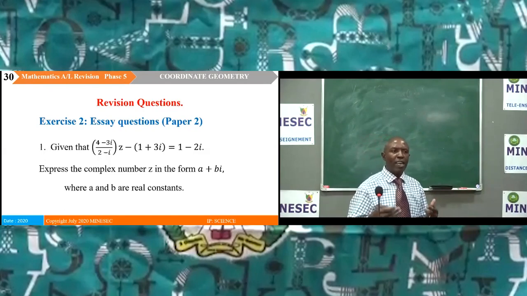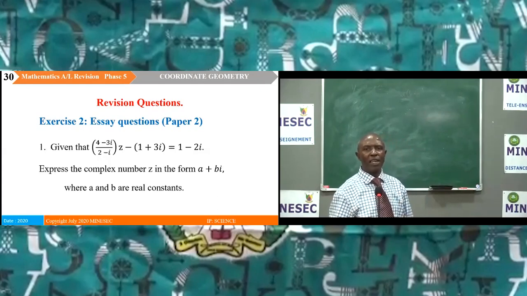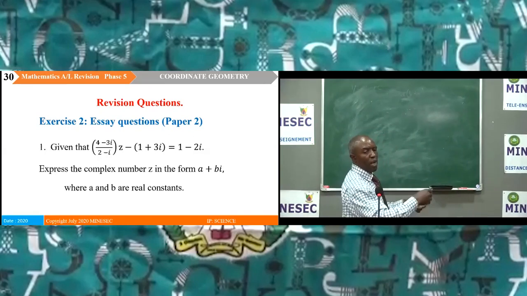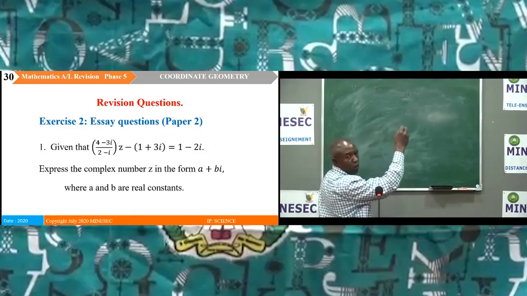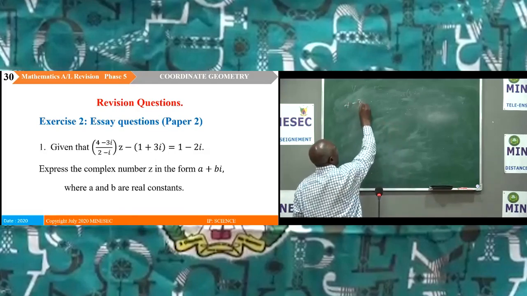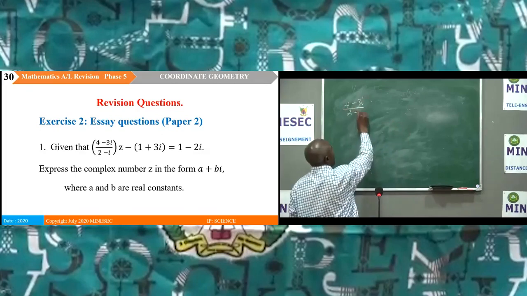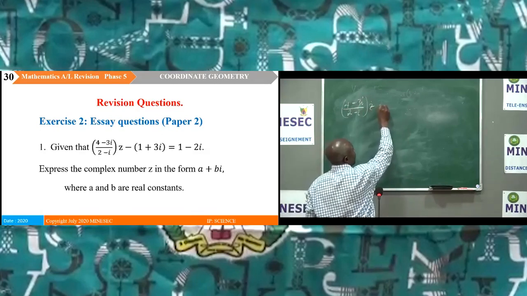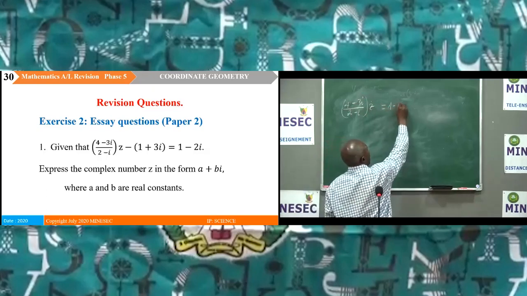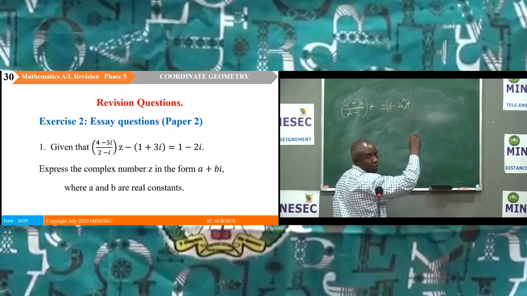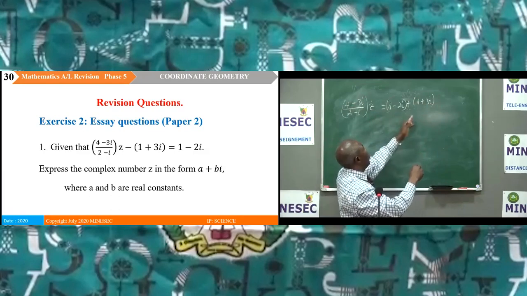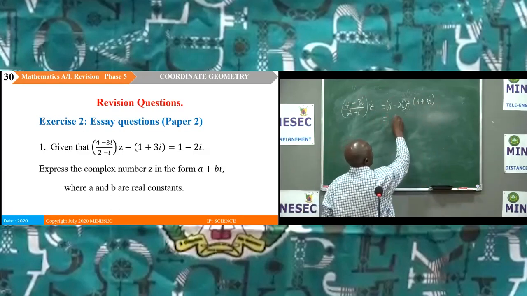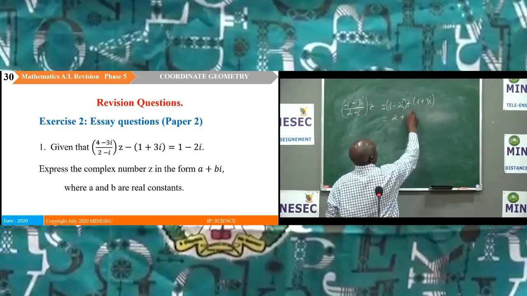We need to make z have a real part and an imaginary part. So by transforming that and making z the subject, the best thing there is to take 1 plus 3i to the right, which will have (4 minus 3i) over (2 minus i), z equal to 1 minus 2i plus 1 plus 3i. And now we have that as 2 plus i.